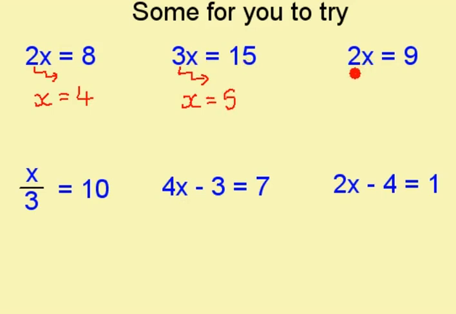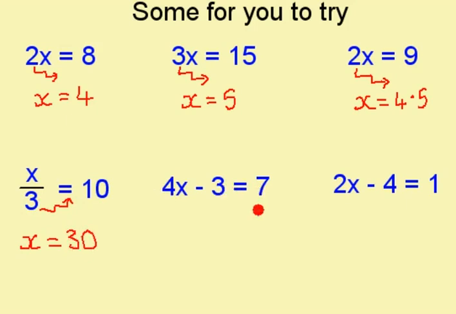Escalator on this one, the 2 is going to go down the escalator. X equals 9 over 2, which is going to give me 4.5. On this one, we've got a 3 going up the escalator. So x equals 10 times 3, which is 30.